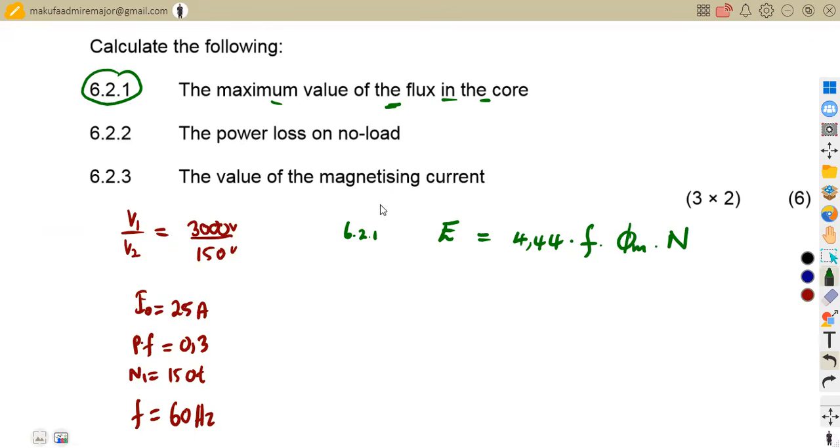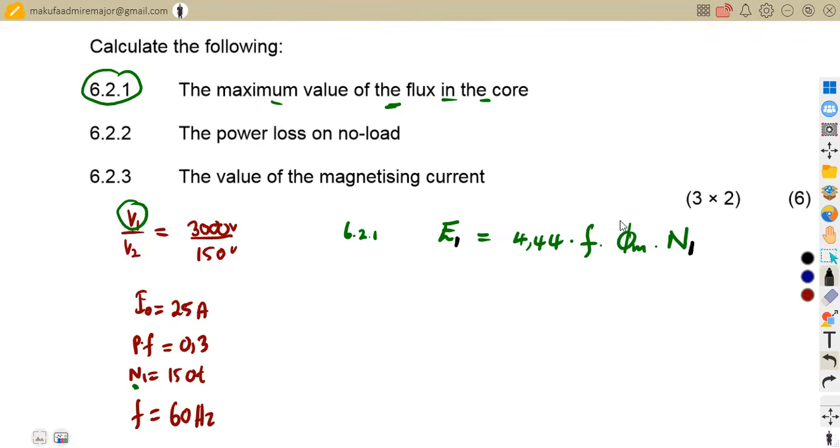So it depends on what you are given. If you are given E2, or V2, you must have N2. Here we are given the number of turns, that's N1, so you're going to use V1. Meaning here it is going to be E1 and here we are going to have N1. Are we having everything? We have the frequency, we have the number of turns, we have the EMF, which is the input voltage of 3000 volts.